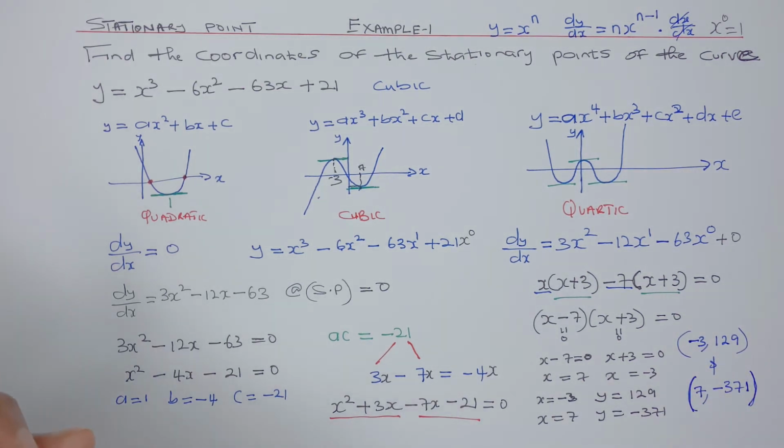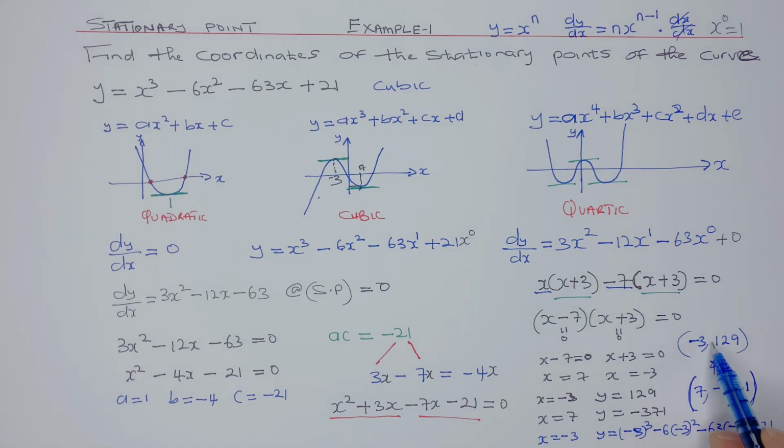Those are the coordinates. To find the value of y, all you need to do is say x equals minus 3, and then you have y equal to minus 3 cubed minus 6 into bracket minus 3 squared minus 63 into bracket minus 3 plus 21. And then you do the same with the 7, and then you get those values. You have to plug those values into your calculator correctly, and then you can get those values.